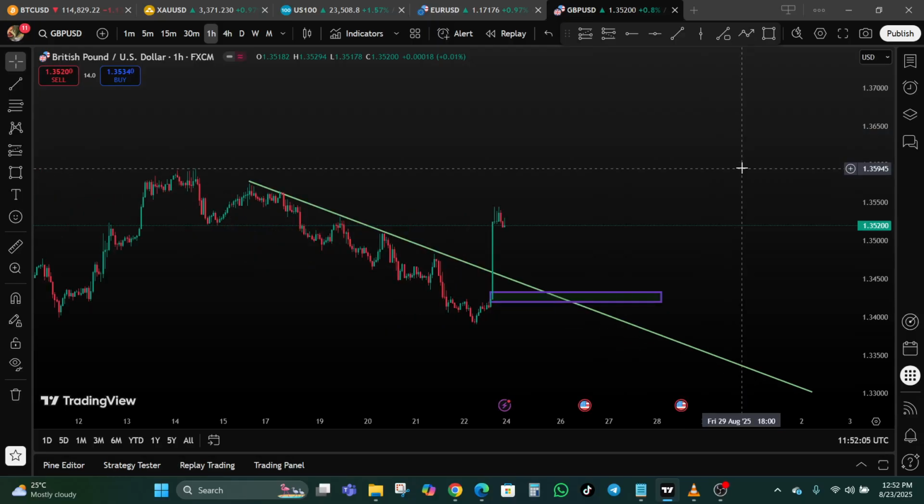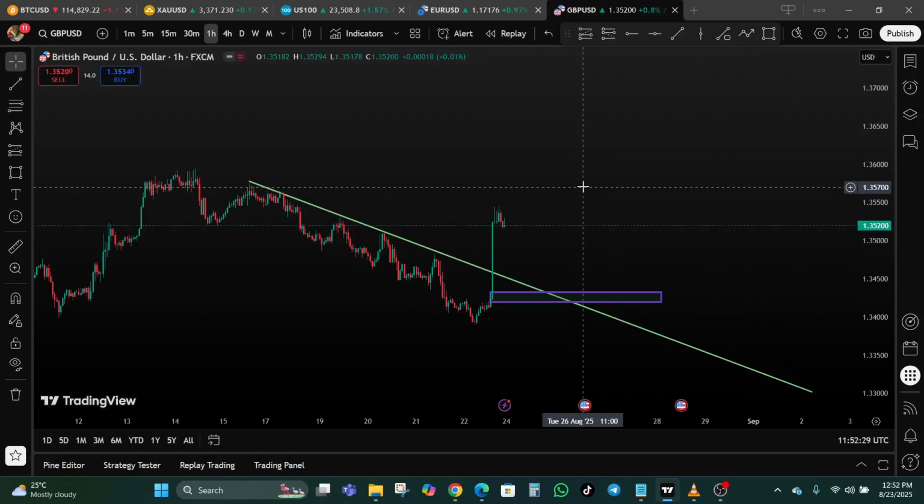To sum it up, mitigation blocks in trading are powerful tools for understanding why price returns to certain levels and how you can use that knowledge to refine your entries. By focusing on these zones, you will stop chasing the market and instead you wait for it to come to you.